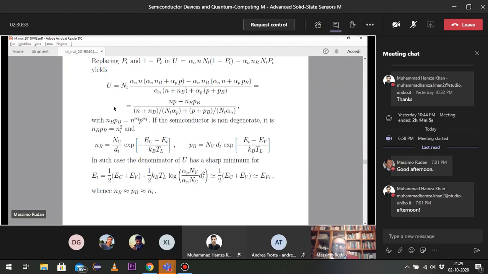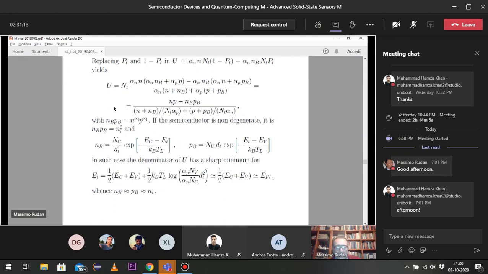And to come to this point, we did not use any simplifying hypothesis. We never assumed that the semiconductor is non-degenerate. It may be still degenerate, okay? This expression is correct anyhow, okay? Of course, n equilibrium and p equilibrium, if we are in the degenerate case, should be expressed as Fermi integrals, okay?